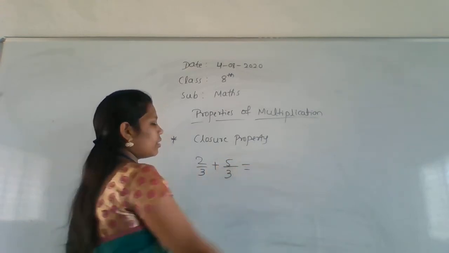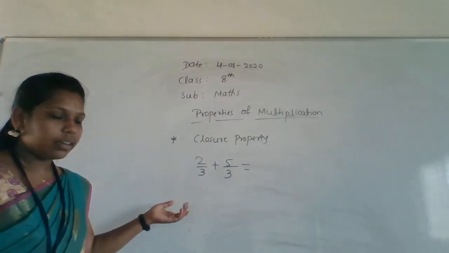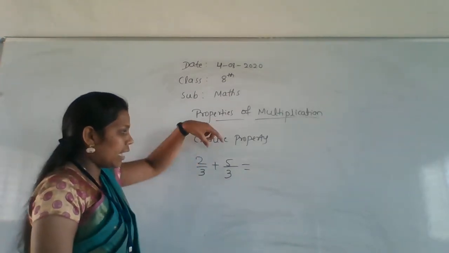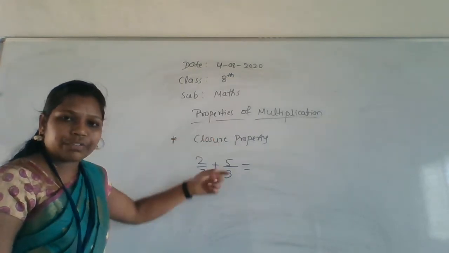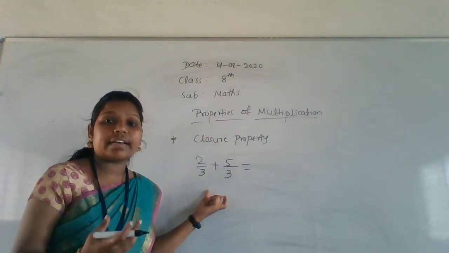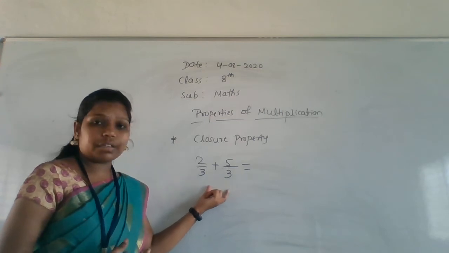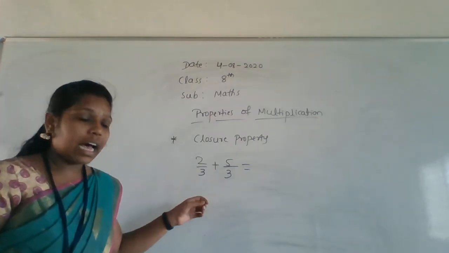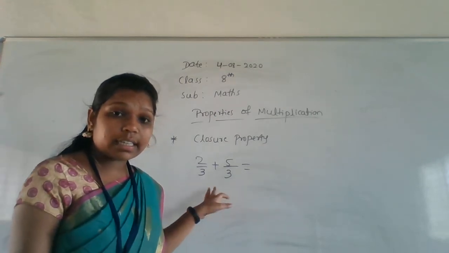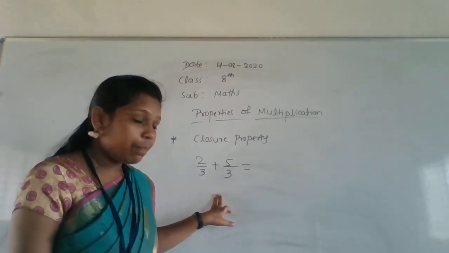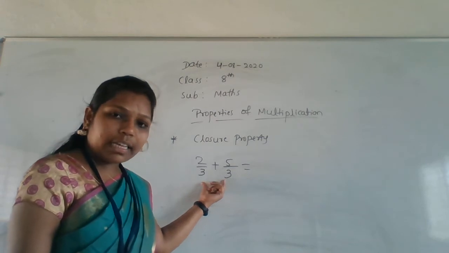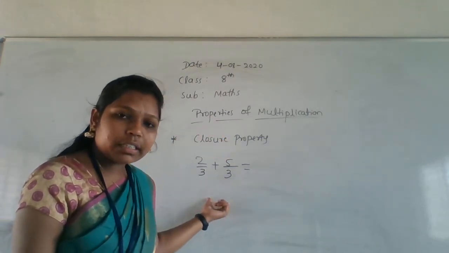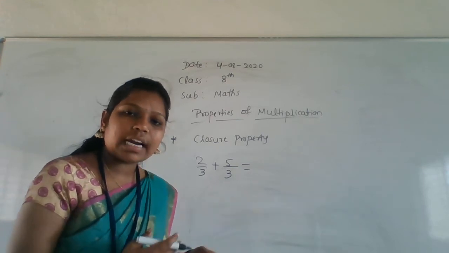What is the answer here? You have to add. If the denominator is the same, then we can directly add the numerator values. If the denominator is different, then we have to take the LCM of those two denominators. Otherwise, we can't add those two numerators, right? I hope everyone knows these things. After taking the LCM, you can add.